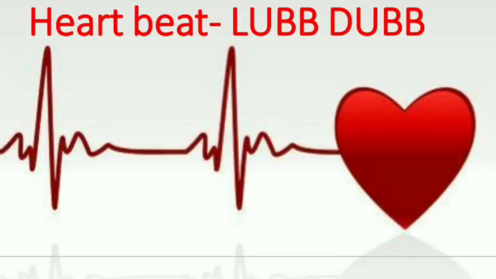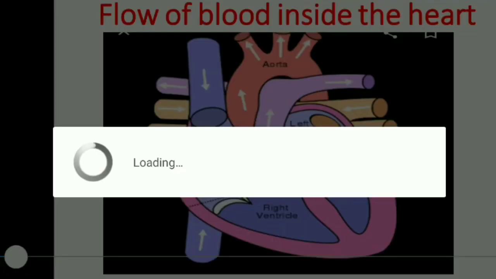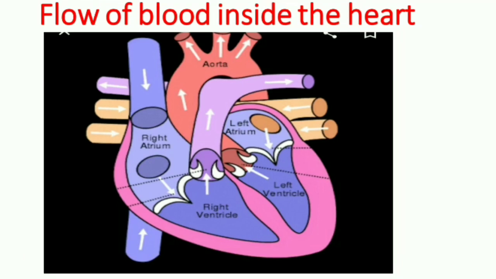This is the third chapter in biology. We already discussed blood and blood vessels. Now we are going to see about heartbeat. First, we'll see about the flow of blood inside the heart.